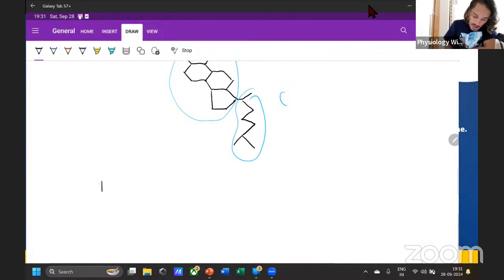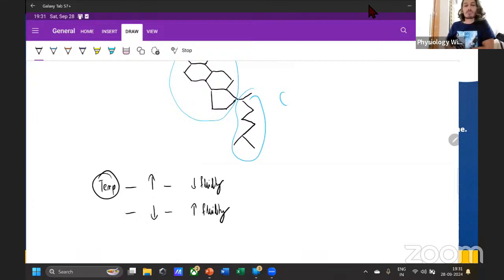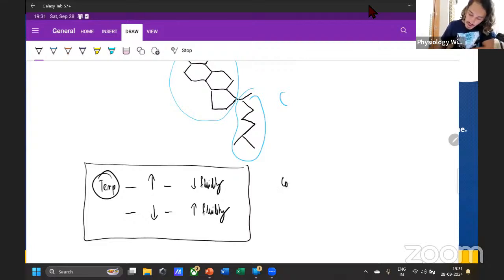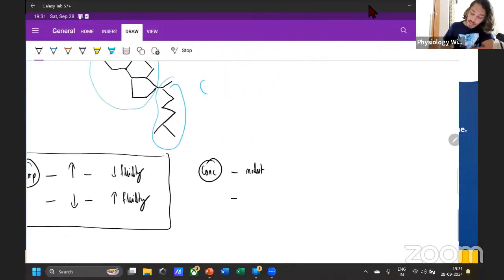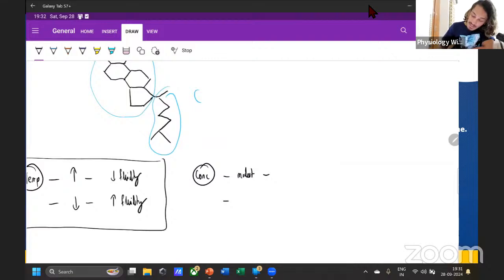So when temperature is high, it decreases fluidity. When temperature is less, it increases fluidity. On the other hand, when you're talking about the concentration, if it is in some modest concentration levels, it actually decreases fluidity. But when it is in high concentration, it increases fluidity.